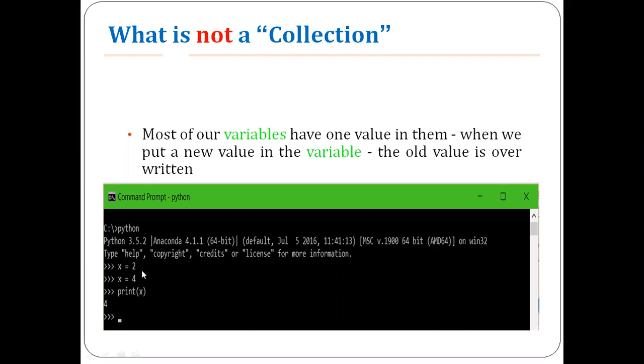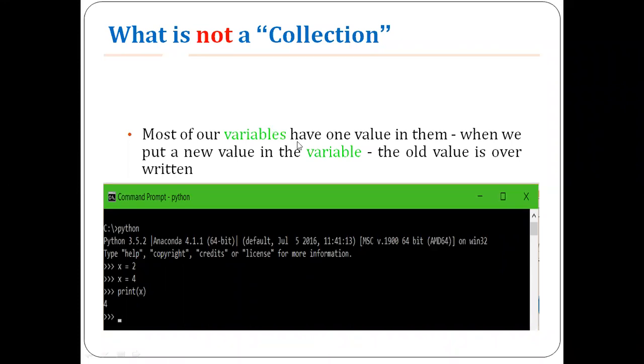We have x equal to 2 and x equal to 4 here. Initially x has been initialized with 2, so it holds 2. So when I reassign the value, that is x equal to 4, it now becomes 4, and the old value will disappear. That is nothing but variables, right? We cannot call them lists.